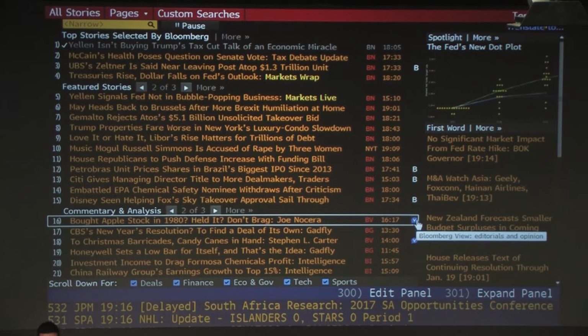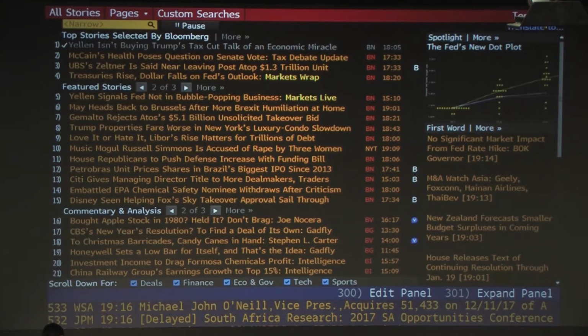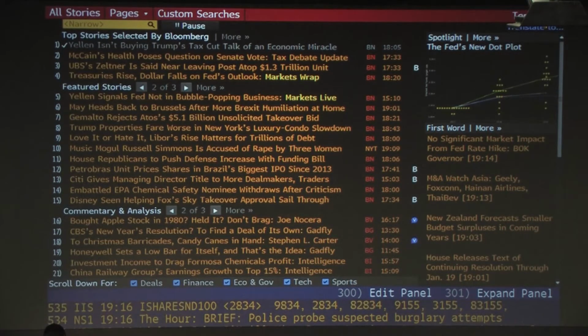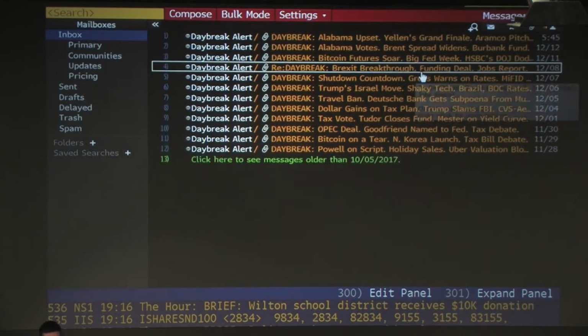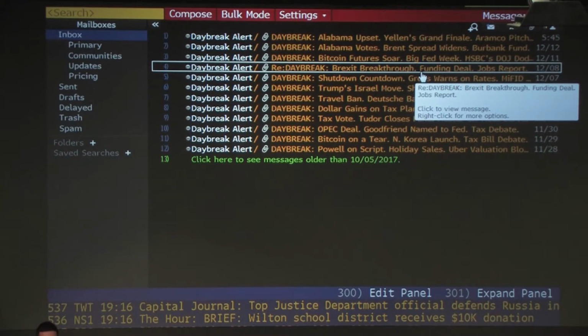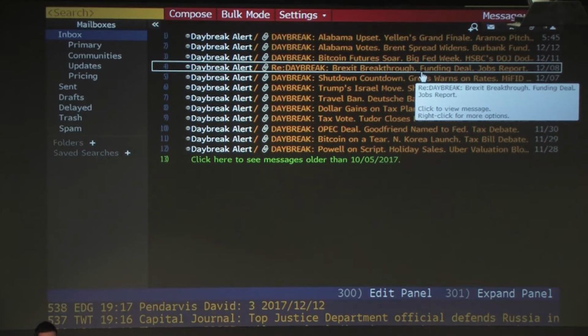If I had a keyboard, I'd be able to show you. Actually, let me just see. Yeah, okay. So every single day, you're going to get an email about the top news. It's called the Daybreak Alert, and it highlights certain stories that you might have selected, or if you haven't selected, certain categories you're interested in, it'll automatically select for you.